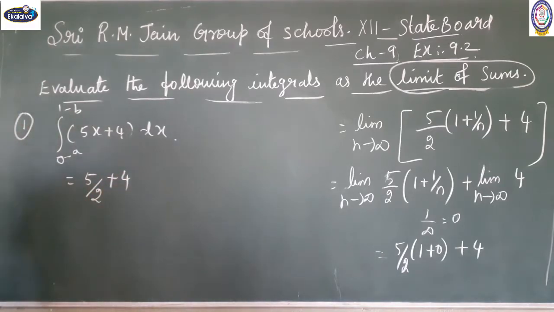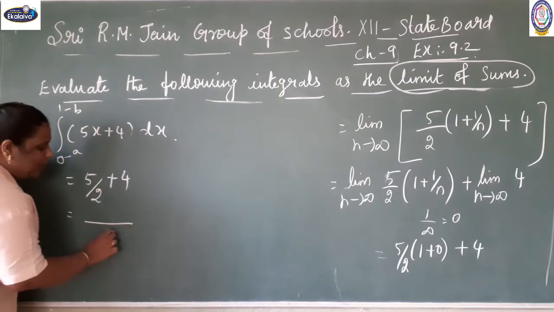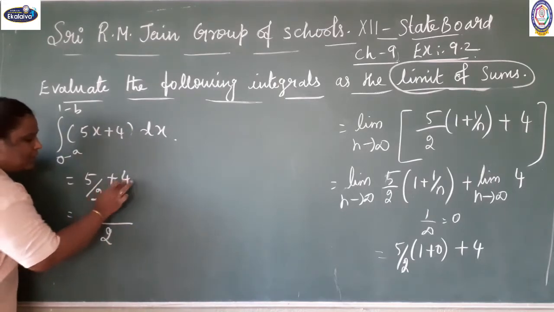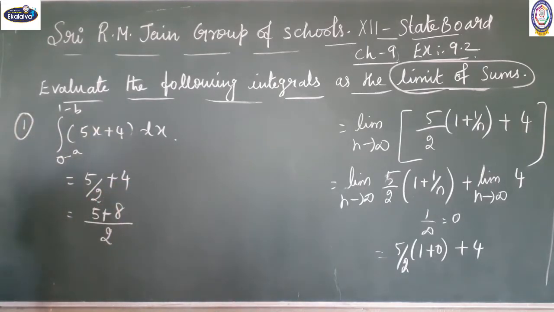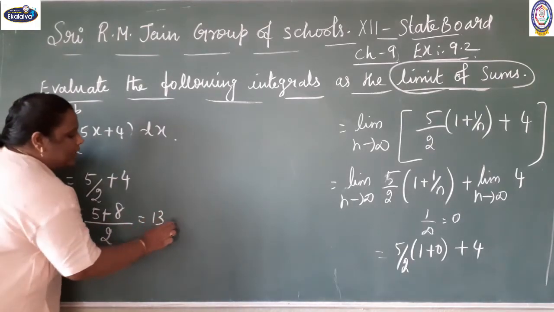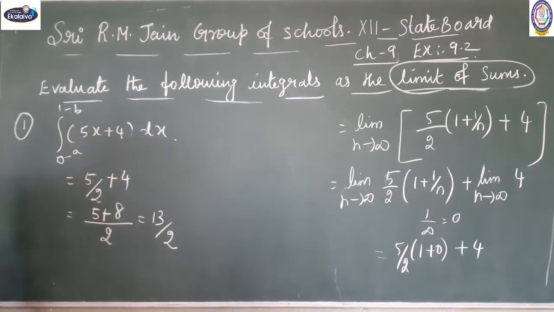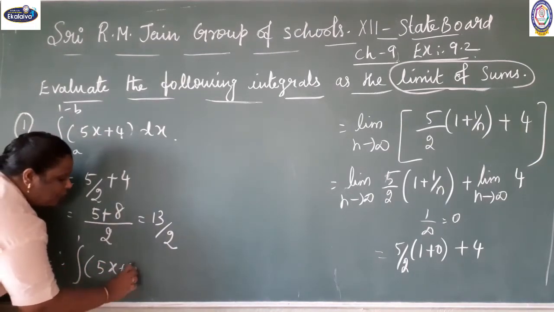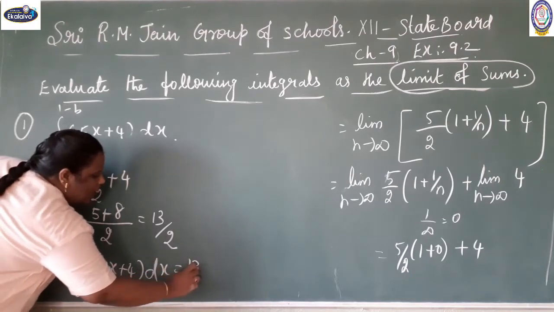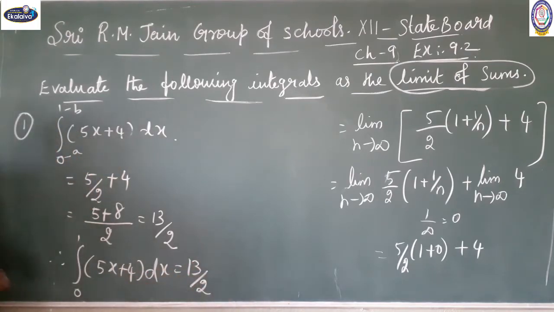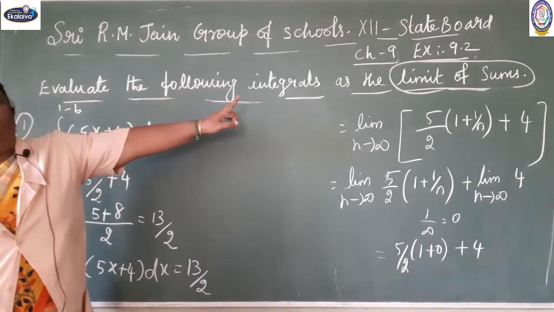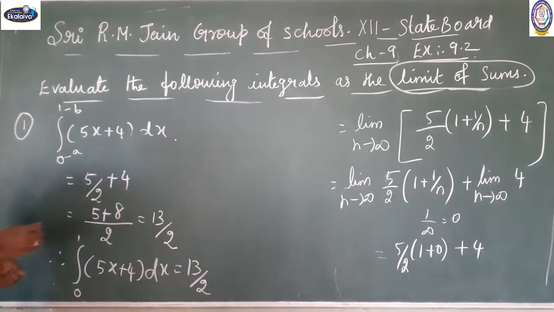You can take the LCM. What is the LCM? 2 is the LCM. 5 plus 4 twos are 8, so 5 plus 8 is 13 by 2. Therefore, integral 0 to 1 of 5x plus 4 dx equals 13 by 2. This method can be done in the form of limit of sum, the limit of sum method.